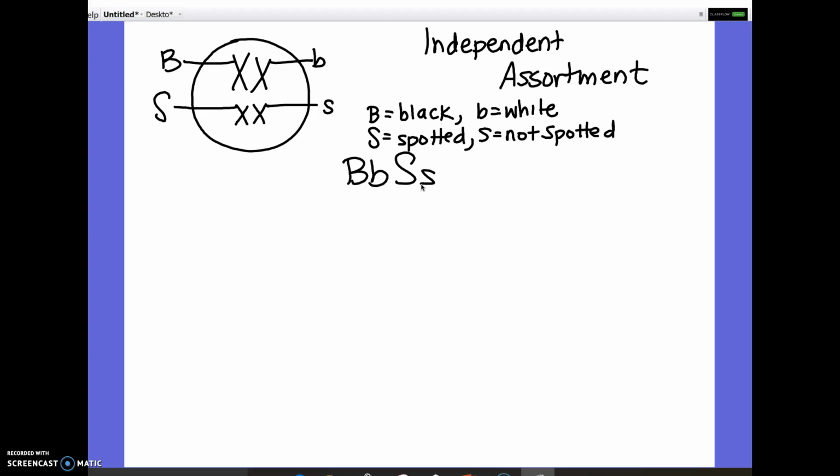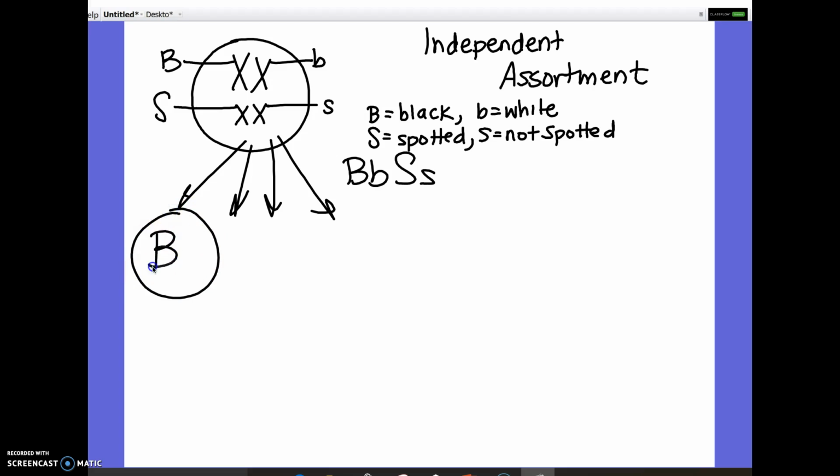So this is what independent assortment means. So when meiosis happens, these chromosomes are going to line up side by side. They carry information about the same thing, fur color, but they don't carry the exact same information. So when meiosis happens, it's going to give 1 copy of B and 1 copy of S. Let's just say this is a male. This is going to make sperm. So it could give the big B and the big S, which would mean this sperm would be carrying the genes for black and spotted. It would not be carrying white or non-spotted.